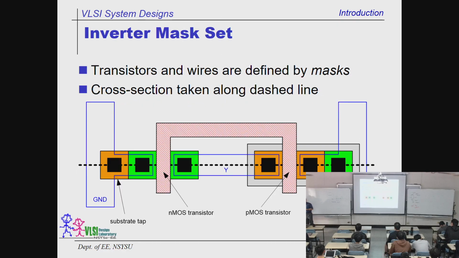All right. So this is the bird's-eye view of the design. And what stuff does the IC designer deliver to the foundry? It's called a mask. So transistors and wires are defined by masks. All the shapes, all the polygons that you draw in the Virtuoso environment will finally be turned into masks.